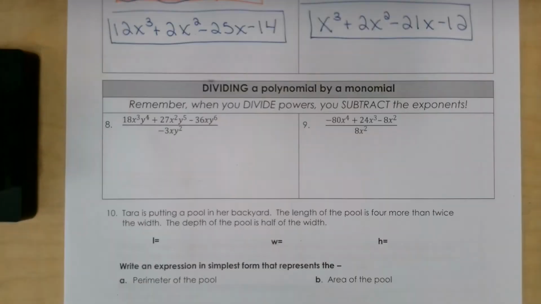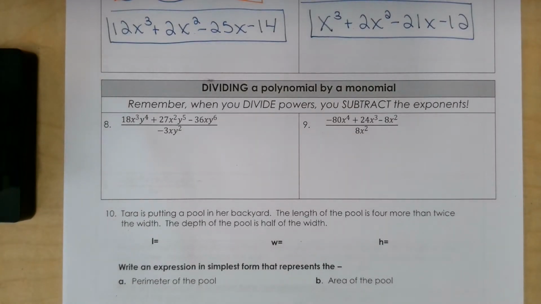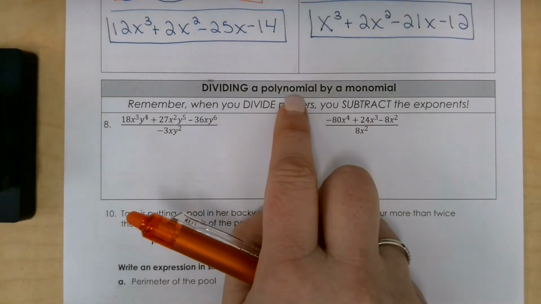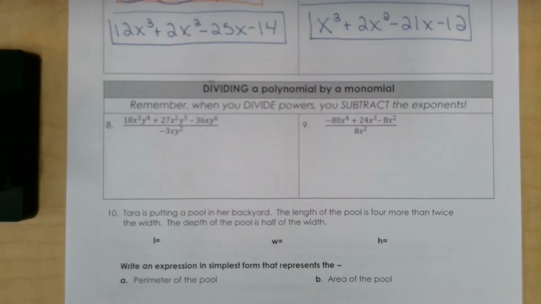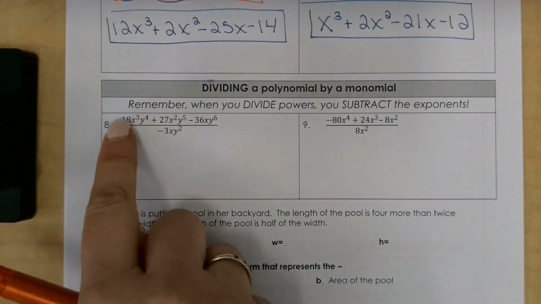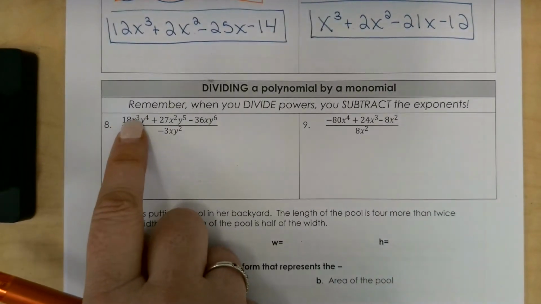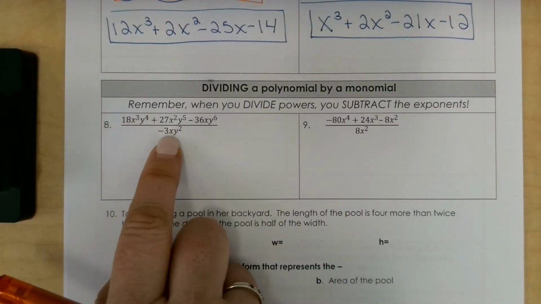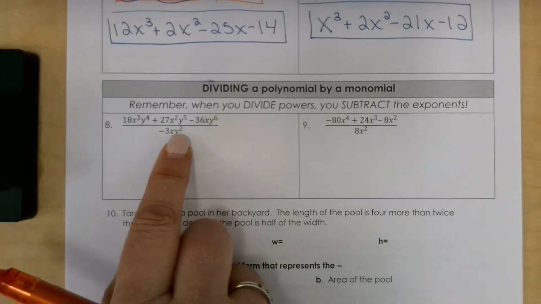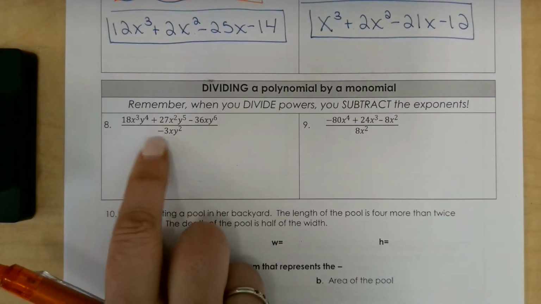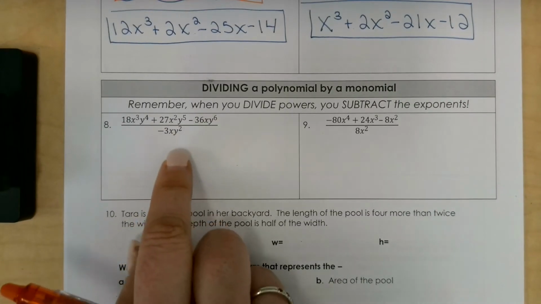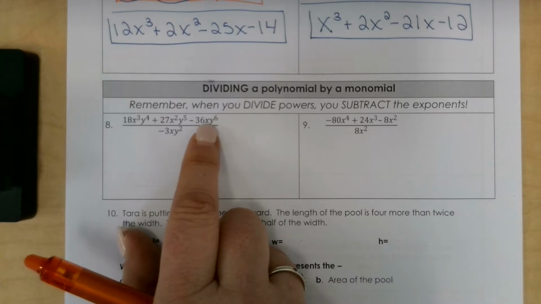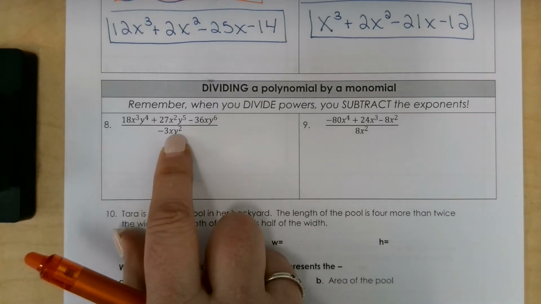Last up is dividing a polynomial by a monomial. So polynomial, 4 or more terms, monomial, 1 term. And what I want you to think about is this is kind of like 3 different fractions. I have 18x cubed y to the 4th over negative 3xy squared. I have 27x squared y to the 5th over negative 3xy squared. And finally, I have negative 36x y to the 6th over negative 3xy squared.